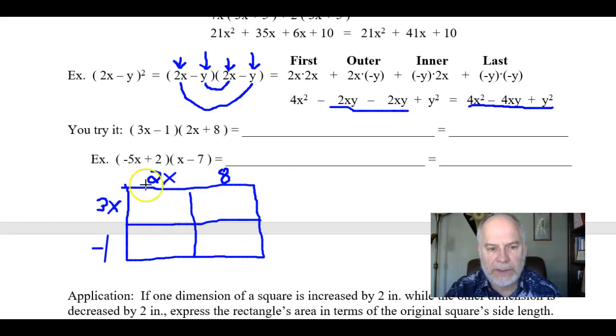So 3x times 2x is 6x squared, and then 3x times 8 is 24x. Oh, that is a really not very good 4. All right, there we go. And then -1 times 2x would be -2x.